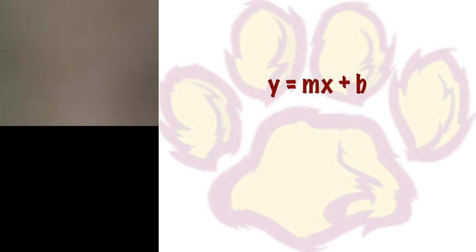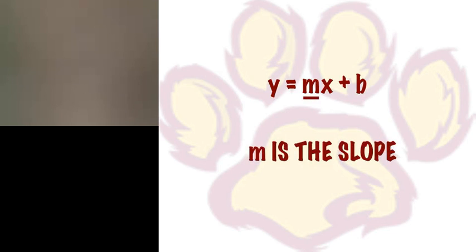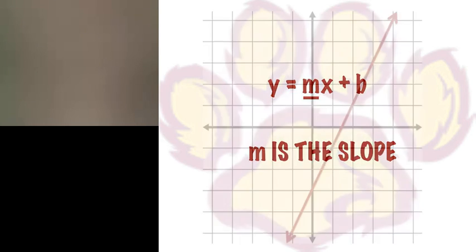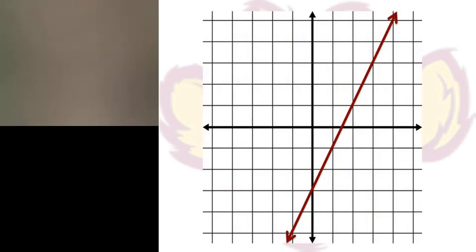For our functions, we're going to use the form y equals mx plus b. This is the form that you see most frequently in 8th grade. And in this form, m is the slope. So you're going to be looking to see what number is being multiplied by the x in each of these functions. For our graphs, we'll be using linear functions, and you will be trying to find the slope.